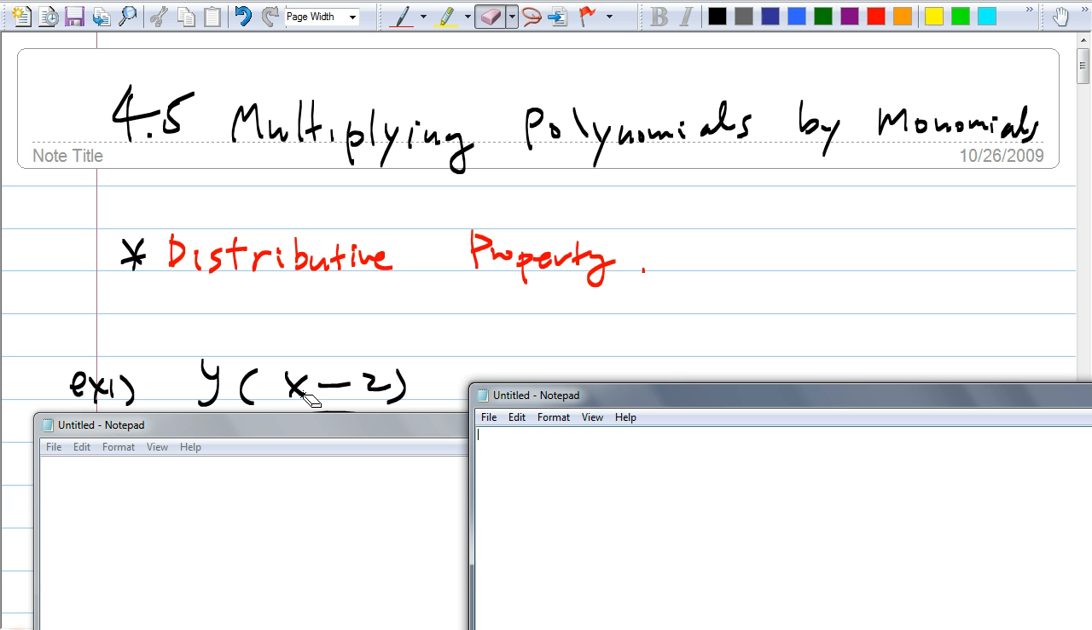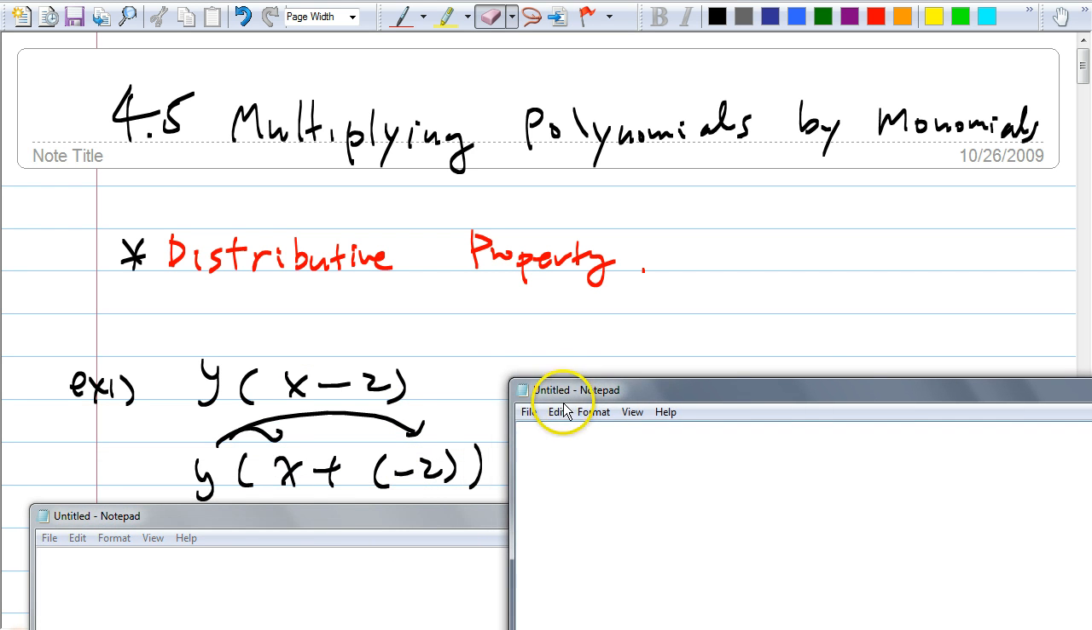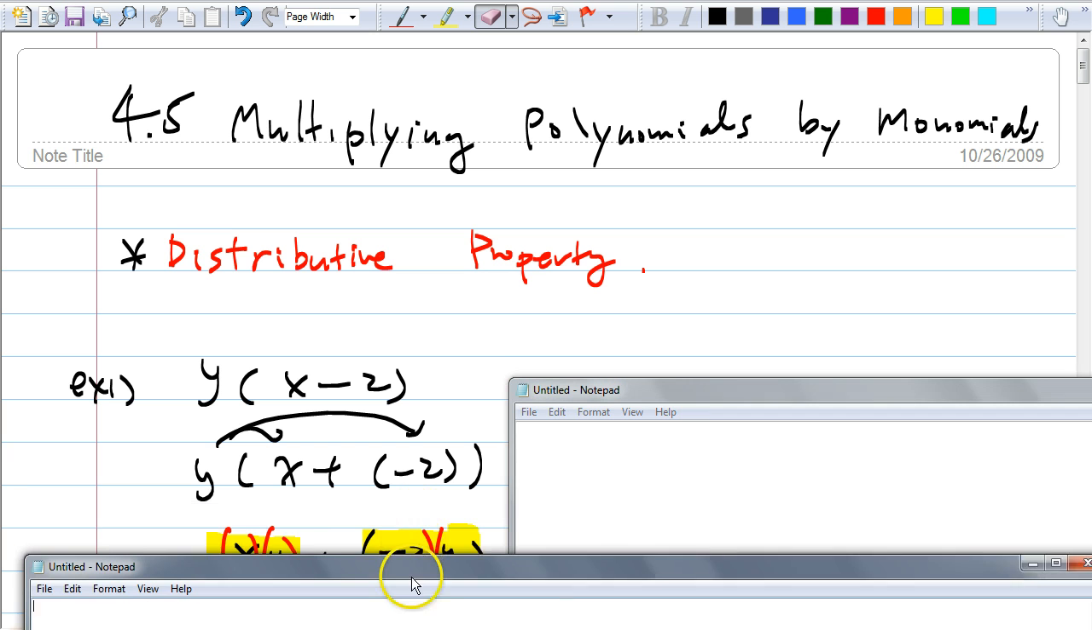All right, Serena. That's right. So you need to rewrite this using the definition of subtraction this way. y times x plus negative 2 this way. Do you see that? Okay. Then of course you distribute. Right, Rania? Tell me what to write. yx plus negative 2y. Exactly right.